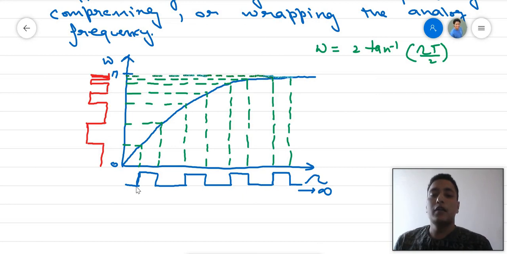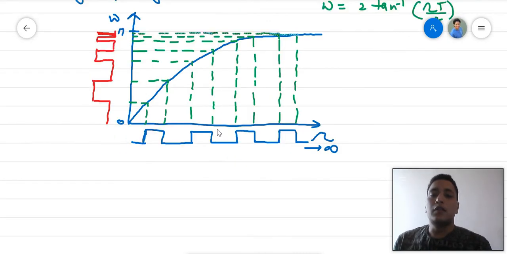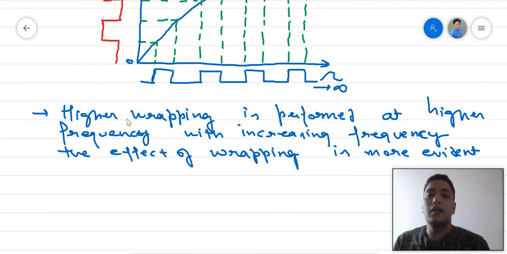We have taken uniform frequency samples in the analog domain and can see their response in the digital domain. We can see the compression is more dominant in higher frequency regions compared to lower frequency regions. So we can say higher warping is performed at higher frequency. With increasing frequency, the effect of warping is more evident.